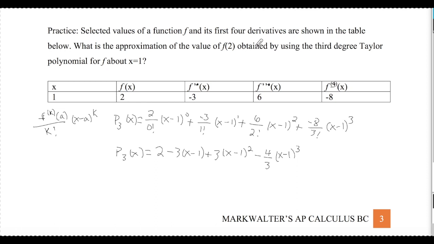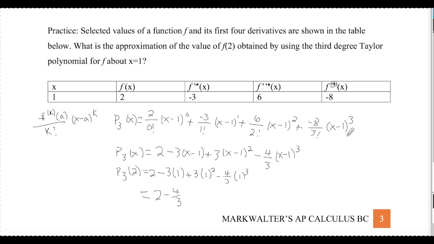We want to figure out what's the approximation obtained. What's the approximation for the value of f of 2 obtained by using this third degree Taylor polynomial? That's easy to do. We simply will say p sub 3 at 2 is 2 minus 3 times (2 minus 1), which is 1, plus 3 times (2 minus 1), which is 1 squared, minus 4/3 times (2 minus 1), which is 1 cubed. Remember, you don't have to simplify, but if we do, this actually kind of comes out nicely. It's 2 minus 3 plus 3, so it's 2 minus 4/3.